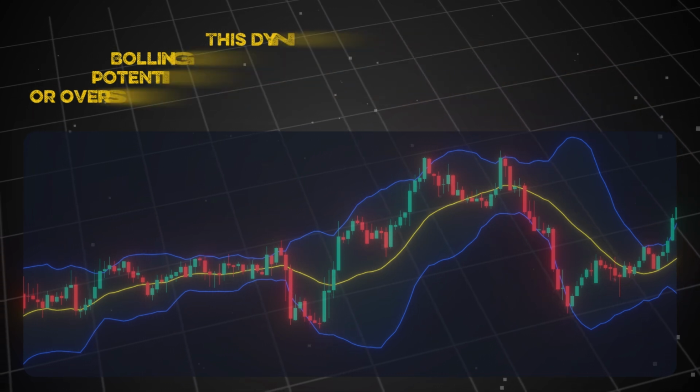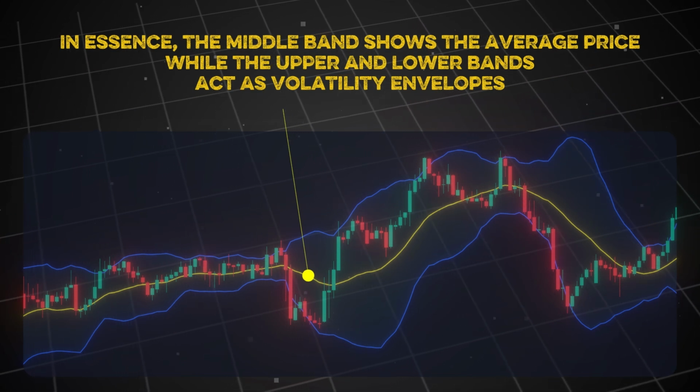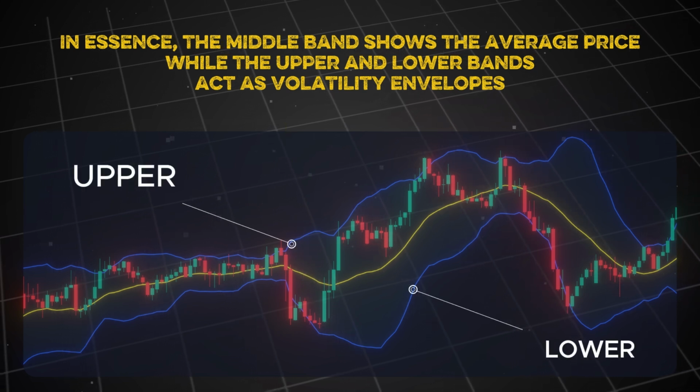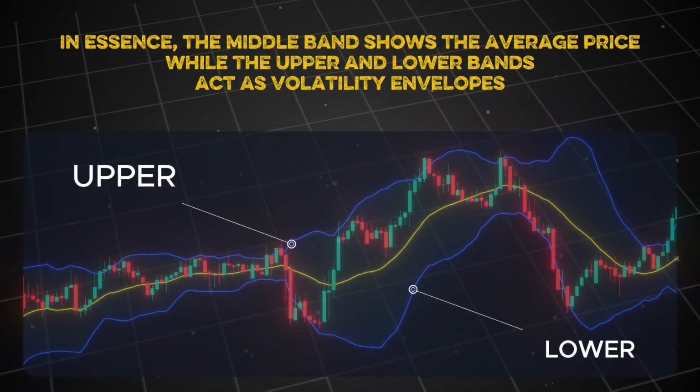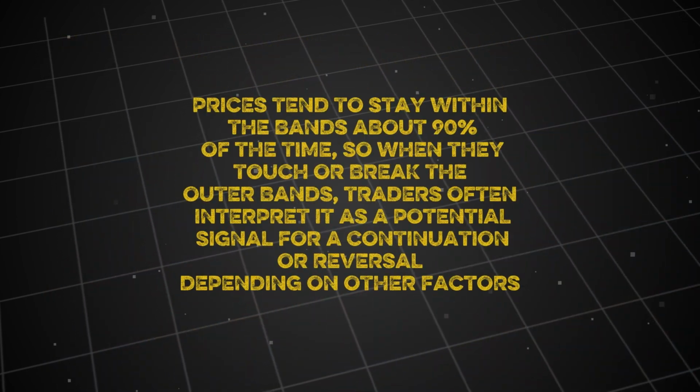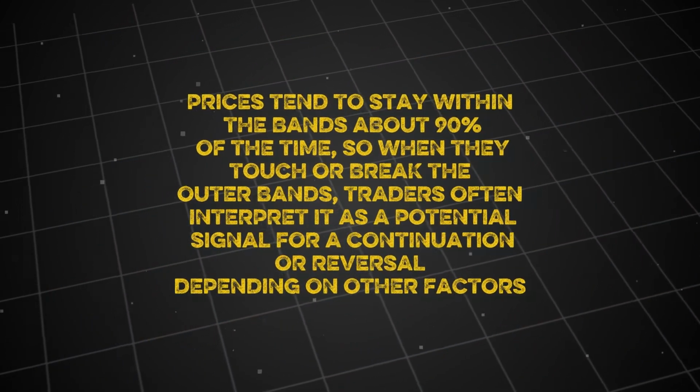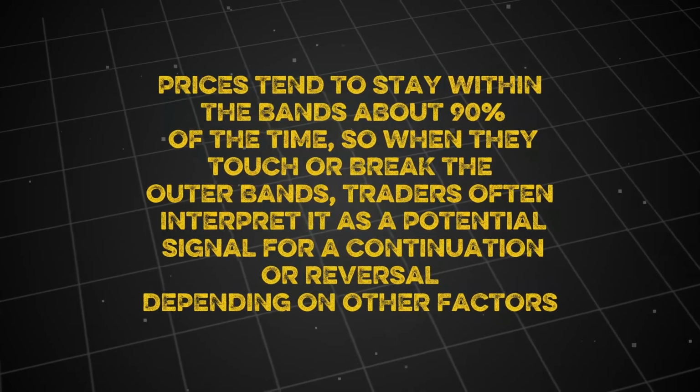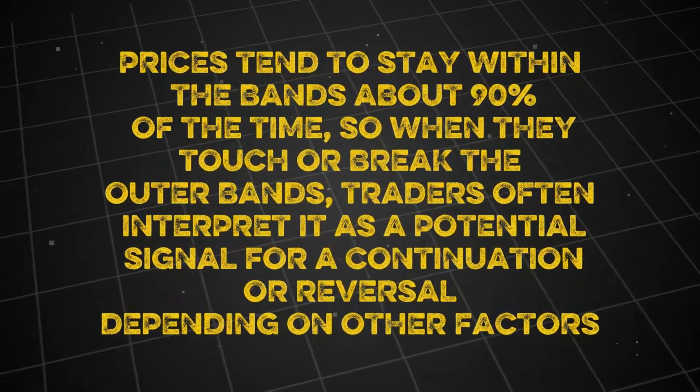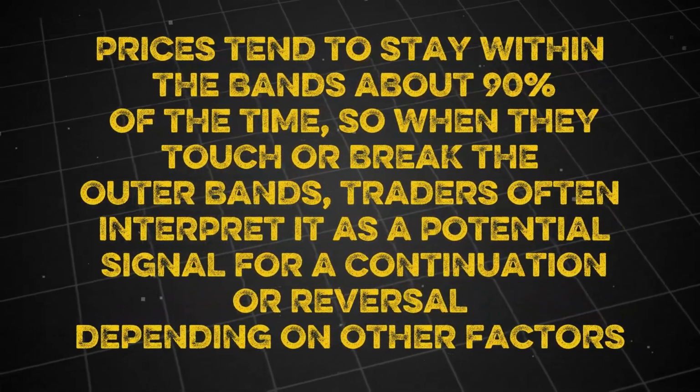In essence, the middle band shows the average price, while the upper and lower bands act as volatility envelopes. Prices tend to stay within the bands about 90% of the time. So when they touch or break the outer bands, traders often interpret it as a potential signal for a continuation or reversal, depending on other factors.